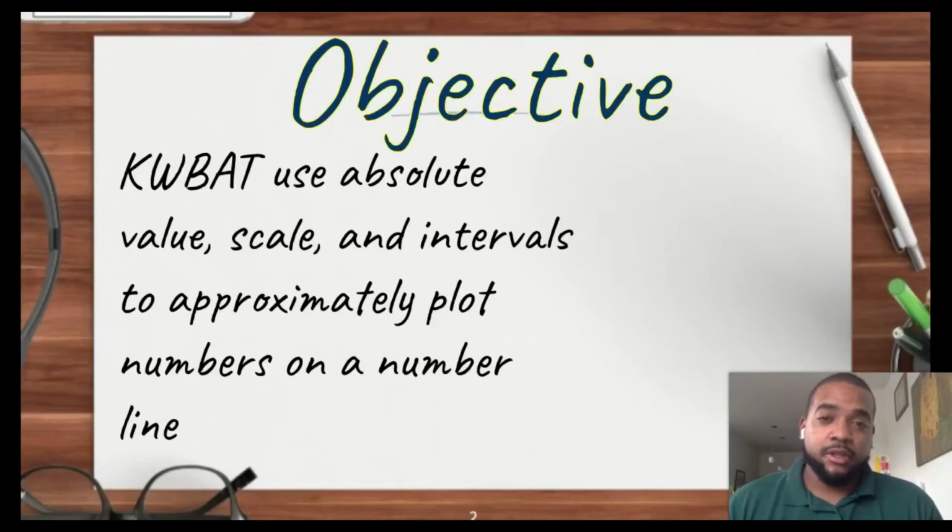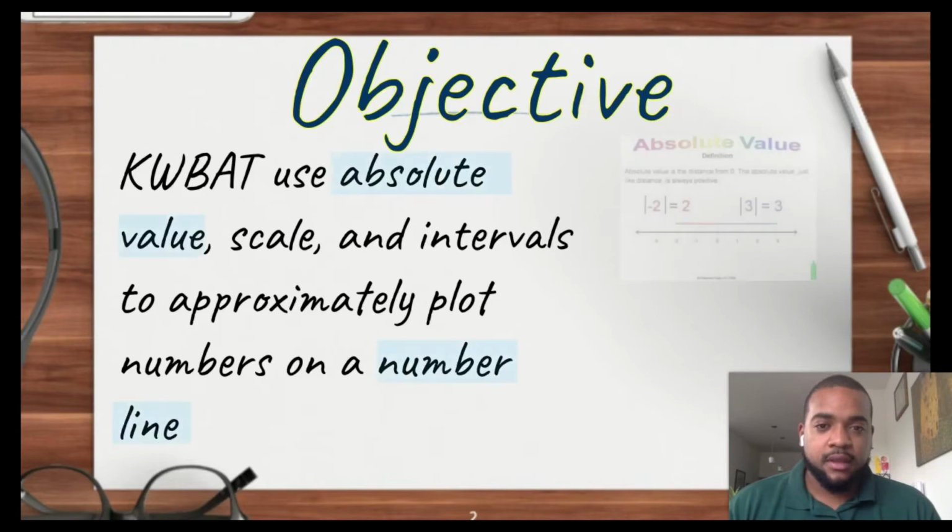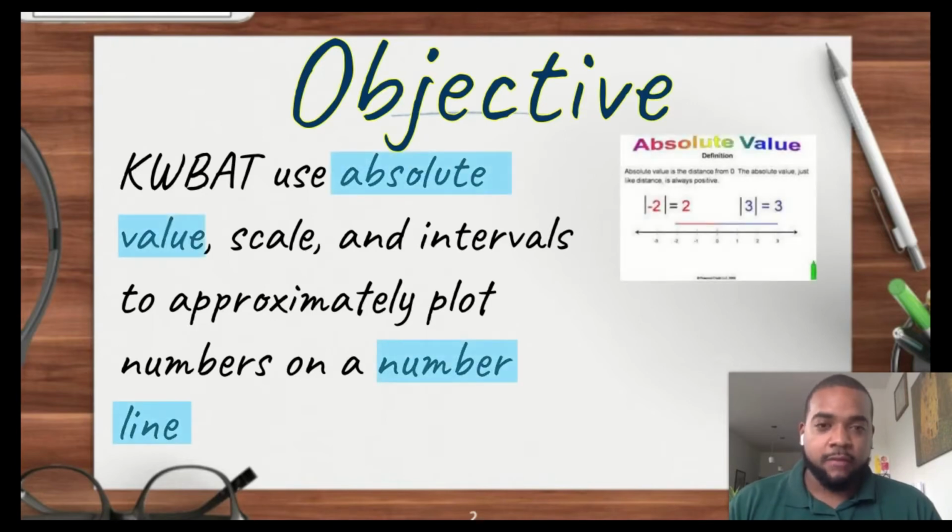Now that we understand the importance of scaling to help us plot numbers on our number line, let's look at our objective for today. Kids will be able to use absolute value, scale, and intervals to approximately plot numbers on a number line. As I was reading, there might be some words there that you are familiar with. Absolute value and number line are vocab words that we've learned in previous lessons. Absolute value is just the distance from zero, and a number line is what we use to plot our numbers.